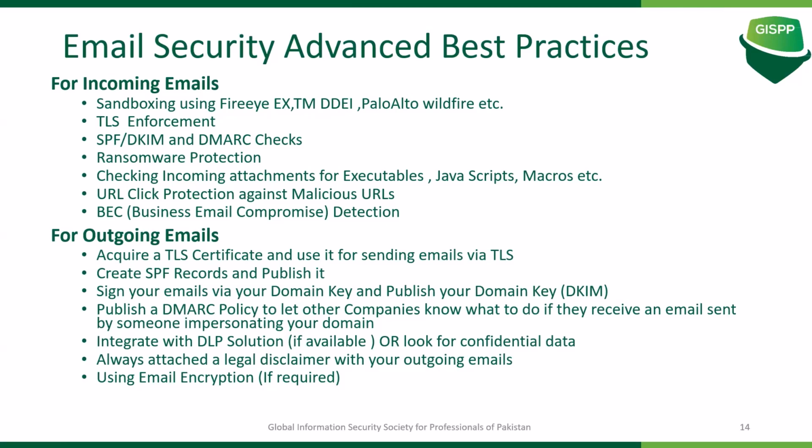A DMARC policy is a combination of the two. So if a company gets an email from you where the SPF is failing and DKIM is failing, they will know that this is like a fake email. In such a case, they'll check your DMARC policy. If your DMARC policy says do nothing, they will accept the email. But if your DMARC policy says quarantine or reject, they will reject it accordingly.